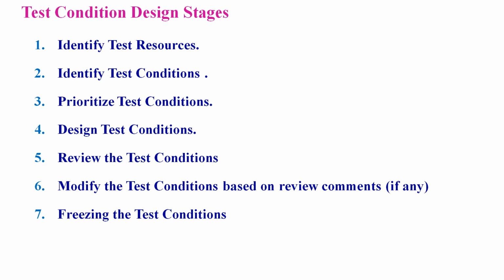The reviews will happen in two ways. One is formal reviews, the second one is informal reviews. Informal reviews means peer reviews. Formal reviews means team reviews. And then after reviewing the test condition document, if any modifications are required, if any modifications are recommended, then you have to modify the test condition accordingly.